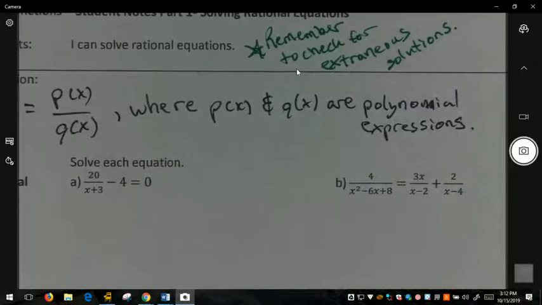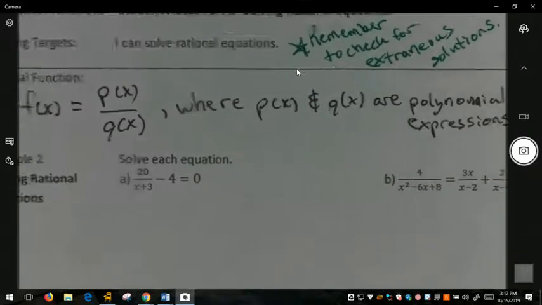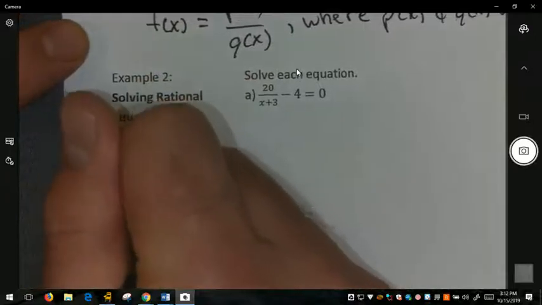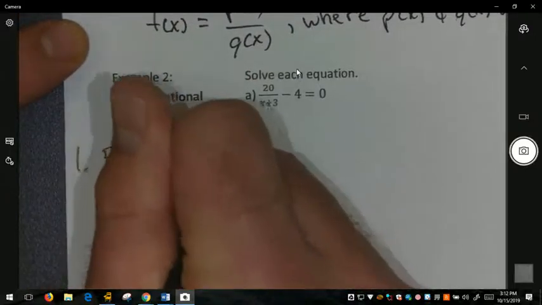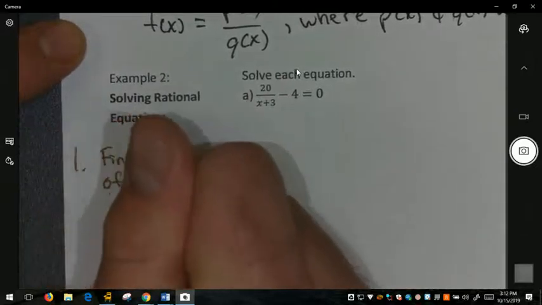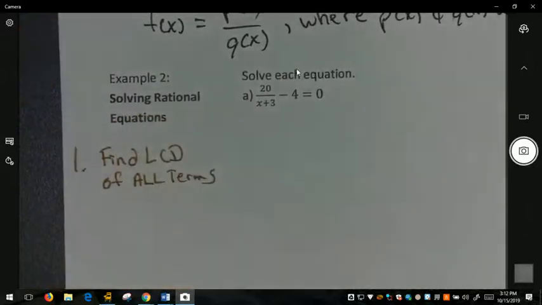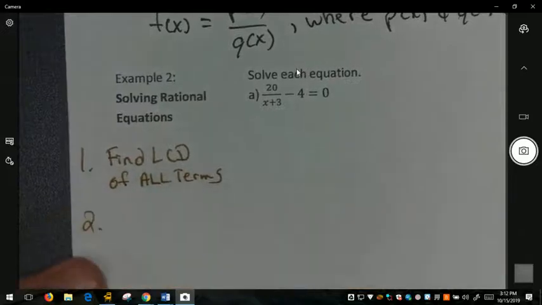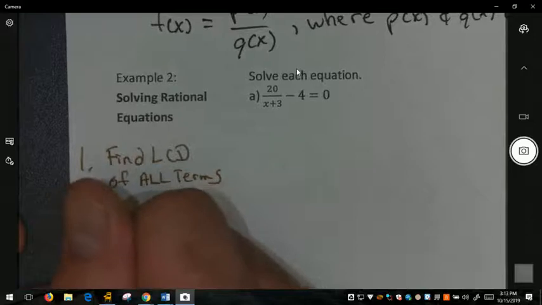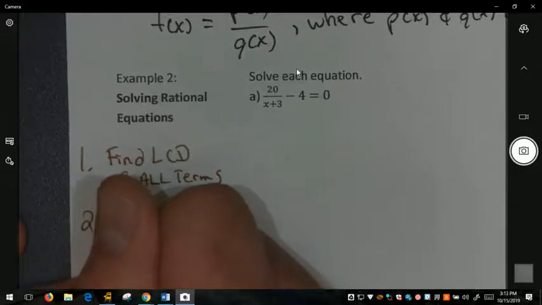To solve a rational equation, as you did in Algebra 2, we go through a series of at least 4 steps. The 4 main steps are as follows. The first is to find the least common denominator of all terms. The second step is to multiply each term by the least common denominator and simplify.